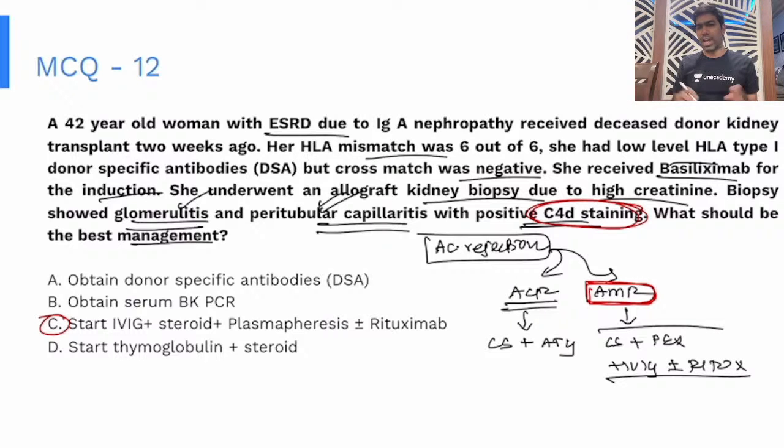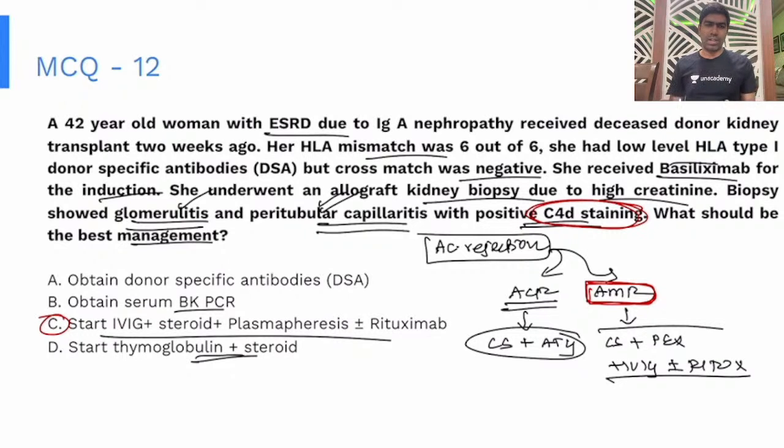So when it is antibody mediated rejection, then all of this treatment can be tried. So the right answer for this question is going to be option C, IVIG plus steroid plus plasmapheresis plus rituximab. And if it's acute cellular rejection, then probably option D would have been the right answer, but actually it is antibody mediated rejection. BK virus PCR, I'm not suspecting a BK virus nephropathy here, so definitely that's not going to be the choice.